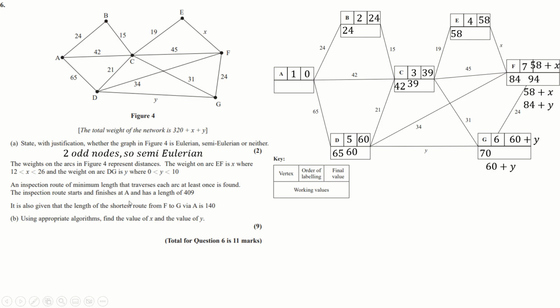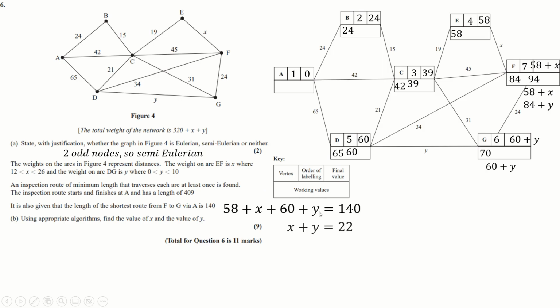Now let's figure out what the rest of this means. It's given the length of the shortest route from F to G via A is this. Now essentially what that means is you go from F to A in the quickest way possible, which we know is this, right? We know the quickest way to start here and get here is 58 plus x. And then you go from A to G in the quickest way possible, which we know is this. That's the quickest way to get to G. So therefore this plus this is the 140. That's the quickest way to get to A, and that's then the quickest way from A to get to G. So that's going to be 140.